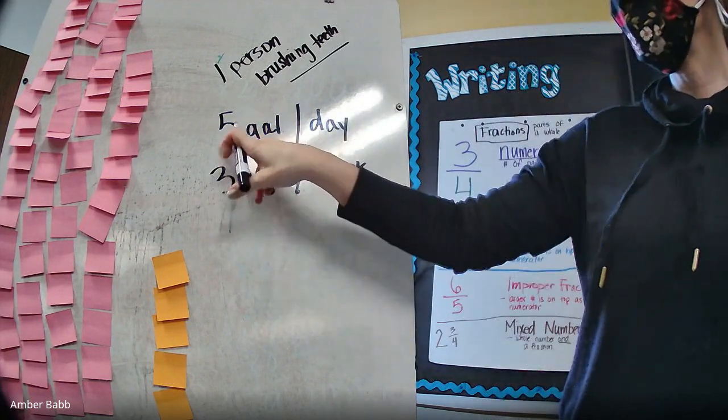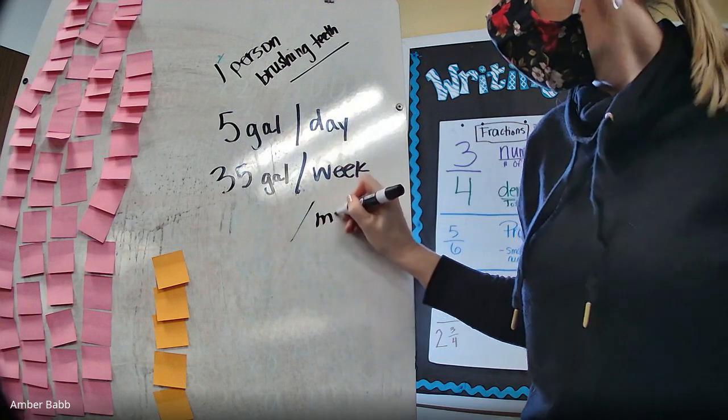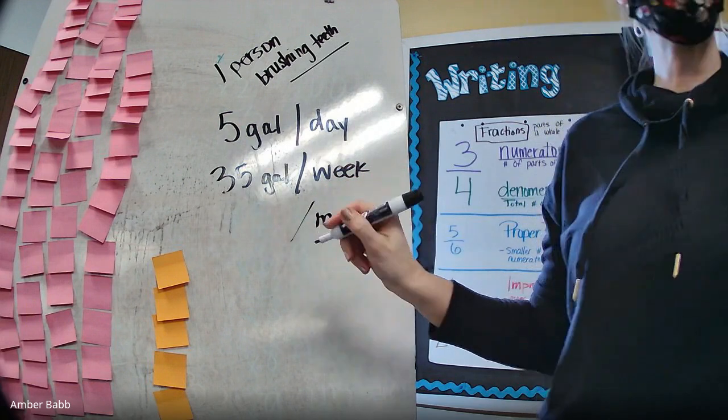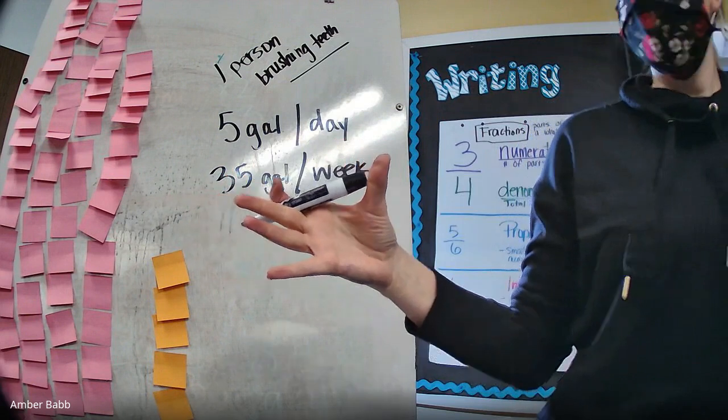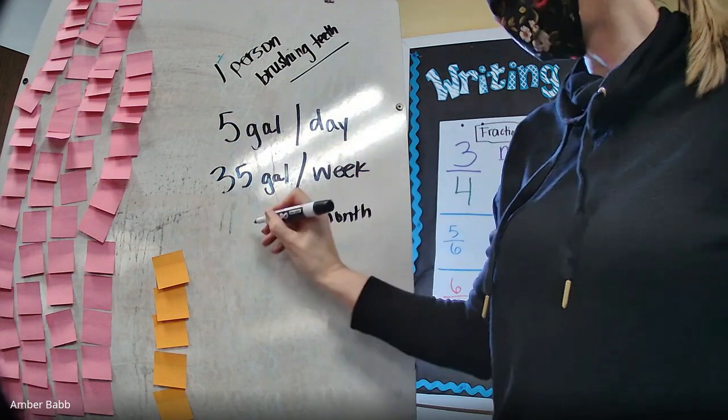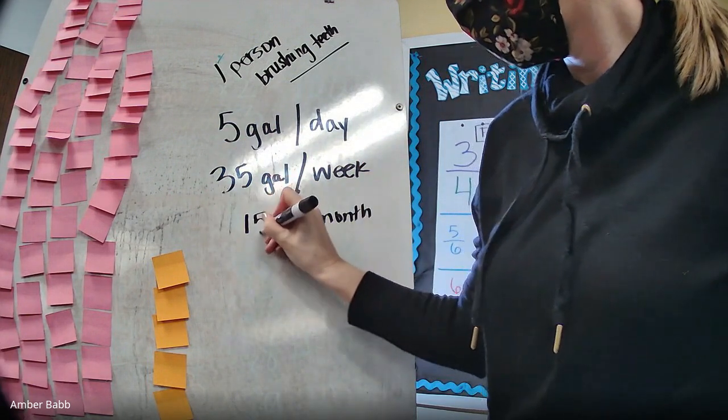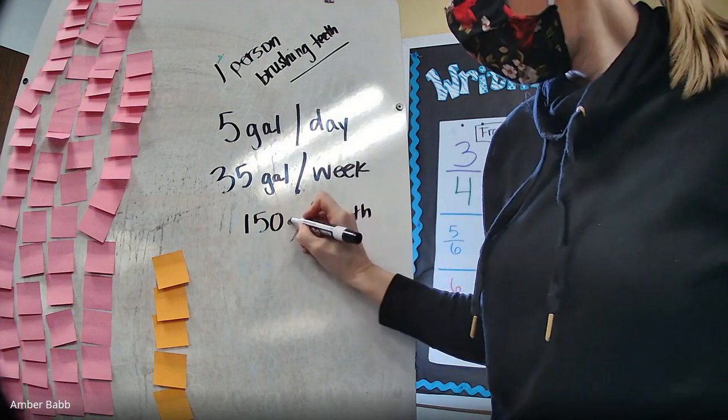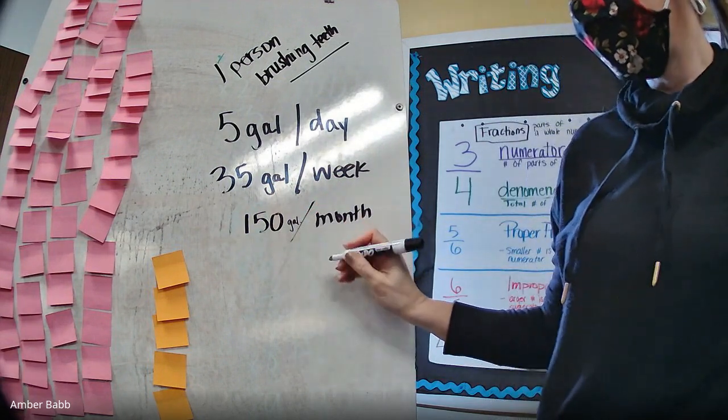All right, what if it was in a month? How many days are in a month? Well, I say average 30 days. 30 days times 5 is 150 gallons in a month.